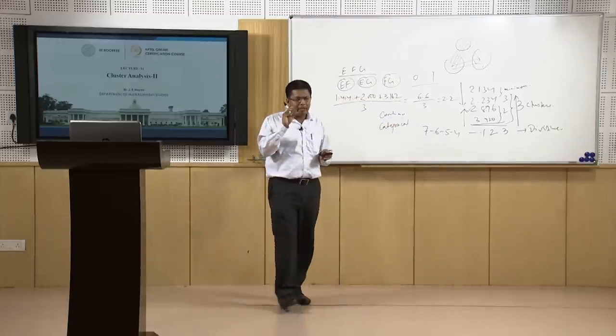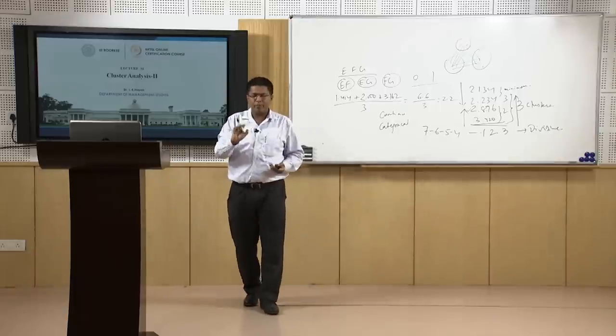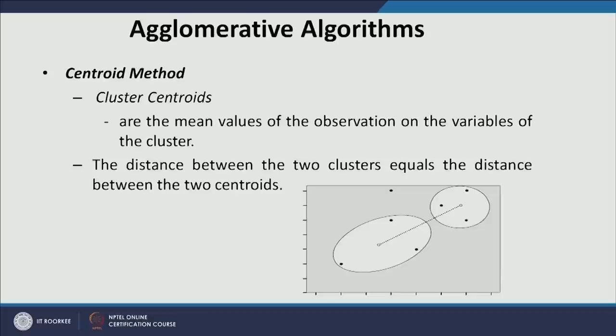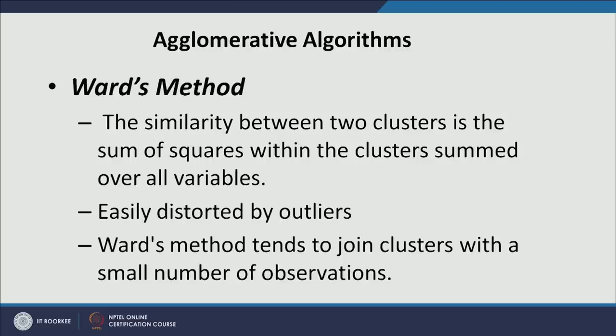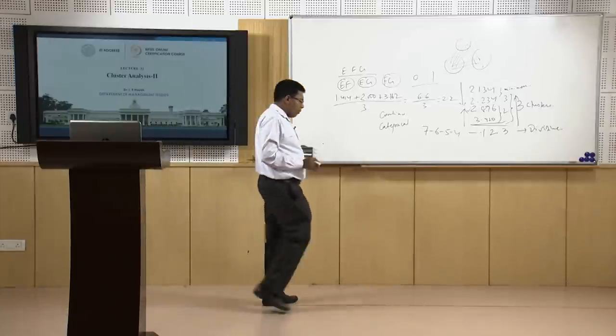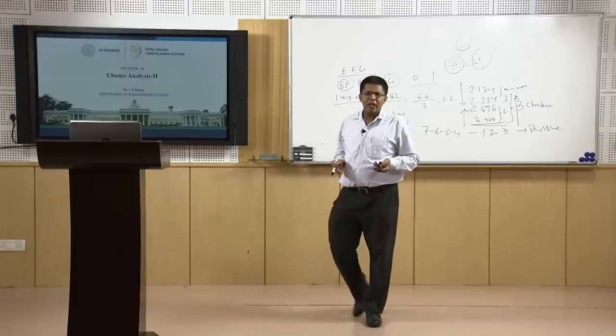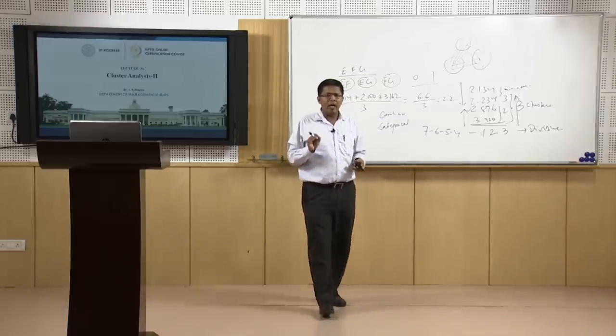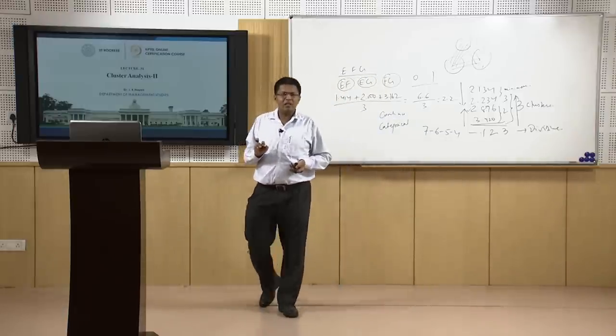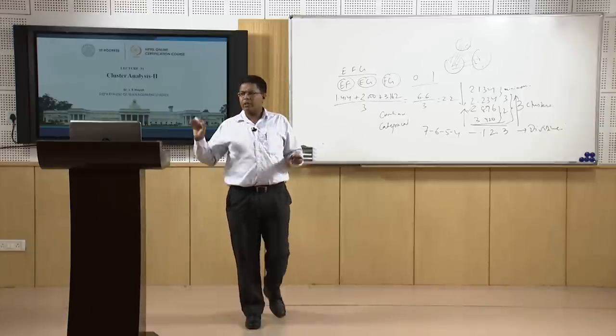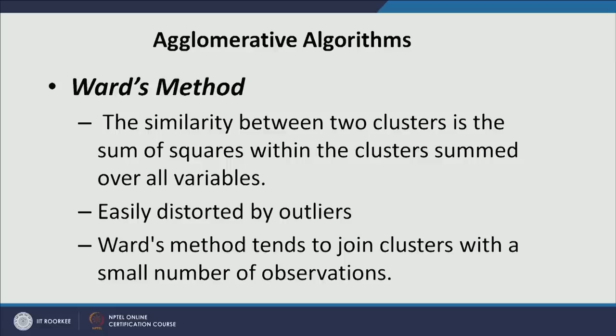So you take the minimum value as the nodal point here, okay? So the distance between the two clusters equals the distance between the two centroids. Ward's method is also a very popular method, highly utilized. What it does is basically the sum of squares within the clusters summed over all the variables. Now the similarity is measured between two clusters.